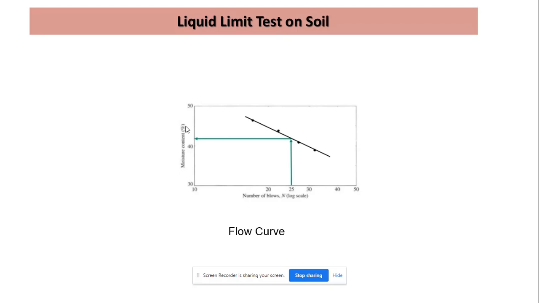For each water content we have to determine the number of blows. So we have to measure two things in the laboratory: the number of blows and the moisture content. To measure the moisture content or the water content of soil, we can use any method. Most commonly the oven drying method is used. A link for that video is also available in the end screen of this video.